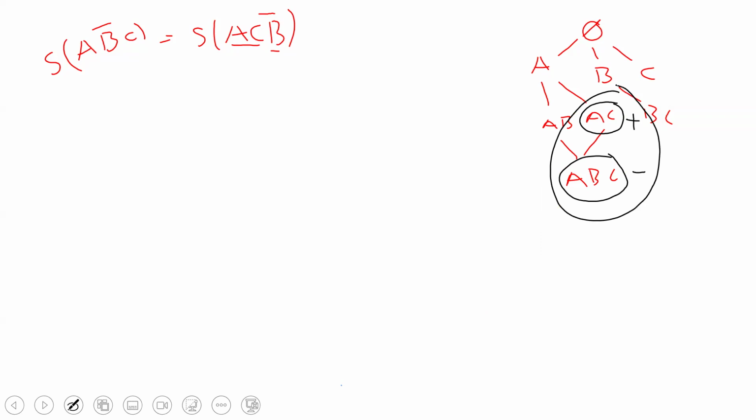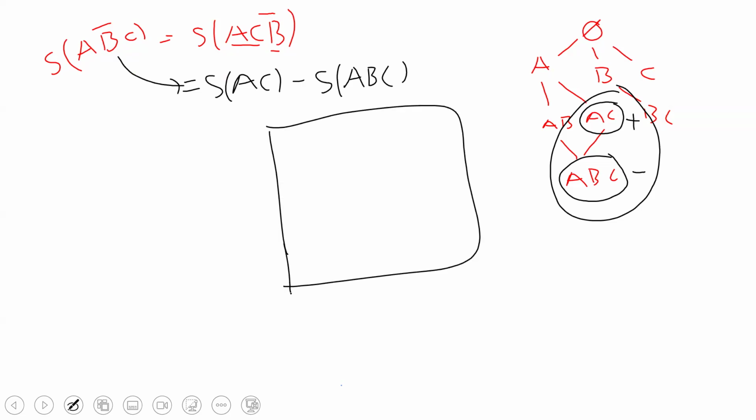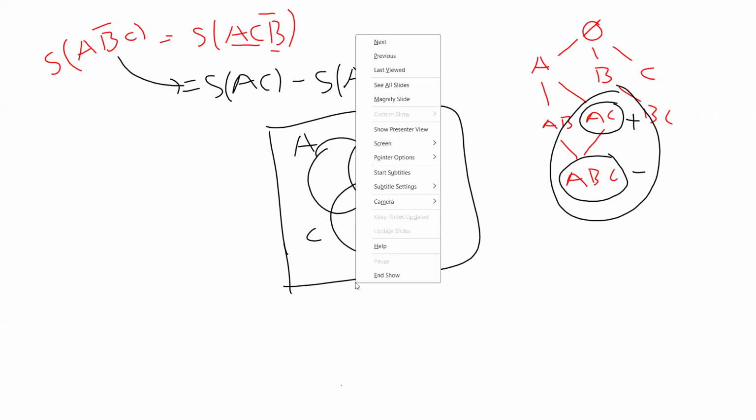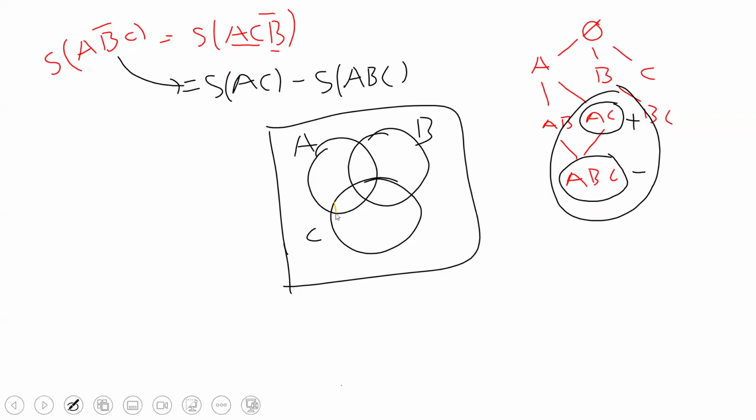So how do I write this? This becomes S of AC minus S of ABC. Okay. So that's how we converted this function to this function. If you go back to the Venn diagram again, this is the diagram, right? This is A, this is B, and this is C. What is A, B bar, C? I told you A, B bar, C is this part.